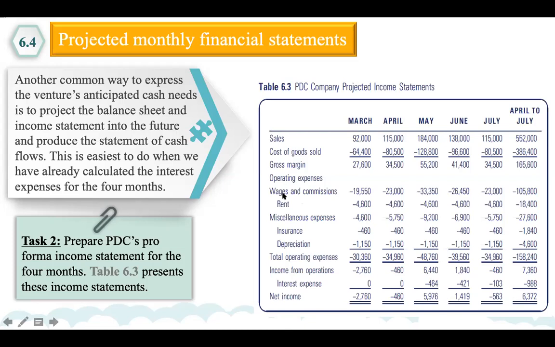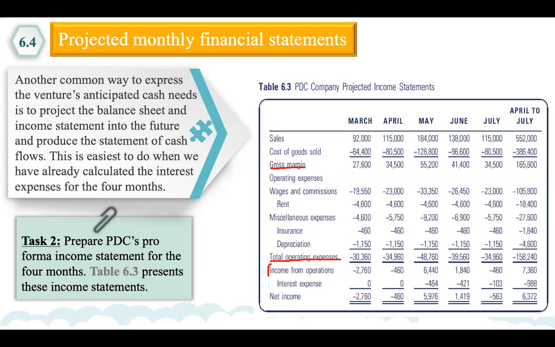Now, the total of wages, rent, miscellaneous expenses, insurance, and depreciation will give us the total operating expenses, which means that we just have to compare the gross margin to the total operating expenses. So we will subtract this one from the gross margin, and we'll have the income from operations, right? This is what we call the EBIT, earnings before interest and taxes.